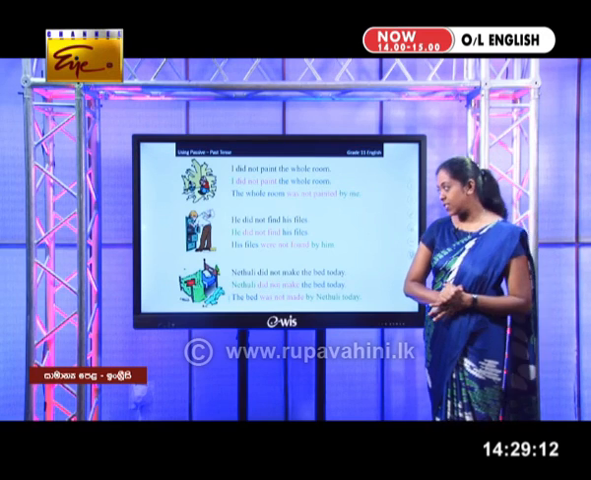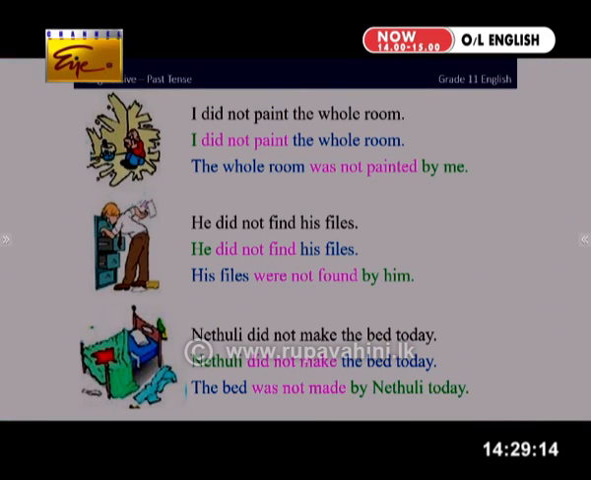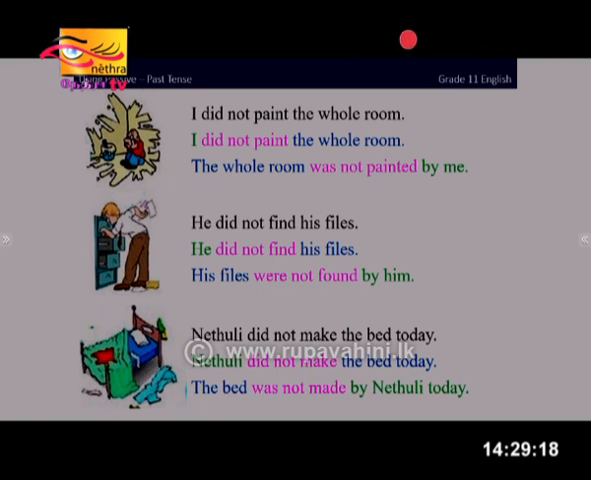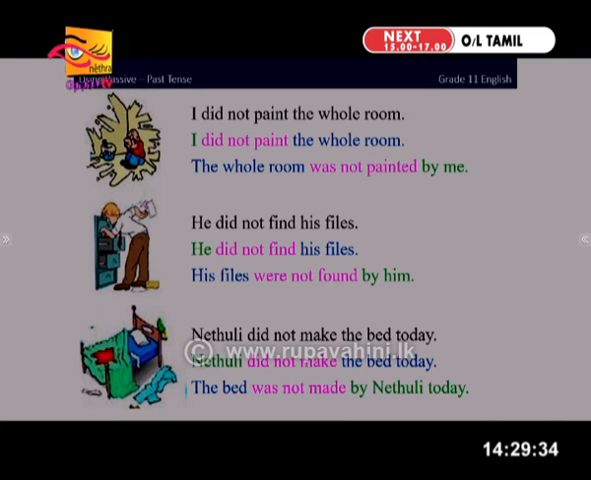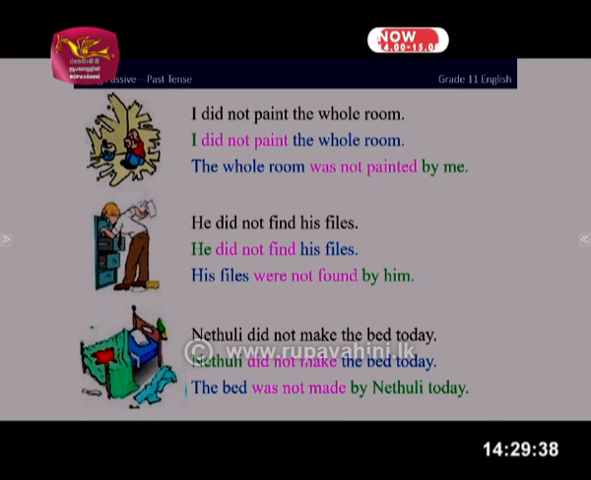See whether you have this in your sheet. I did not paint the whole room. I told you to identify subject, verb and object. So, this is how I have done it. I have used 3 colors. Right. What is the subject? I is the subject. What is the verb? Did not paint is the verb. You do not just take the word paint. Did not paint is the verb. And what is the object? The whole room is the object.